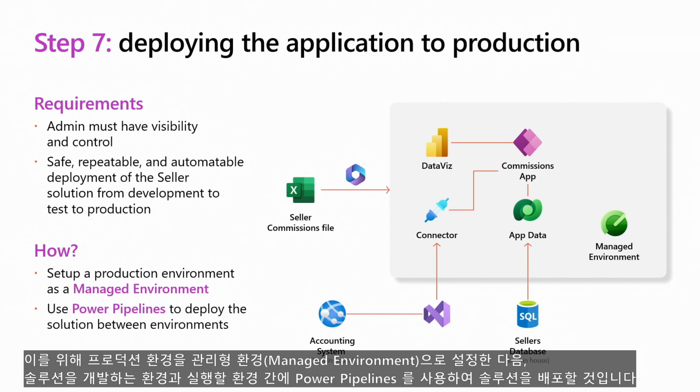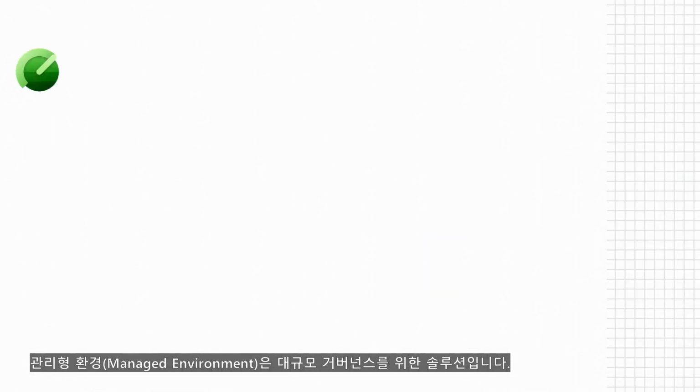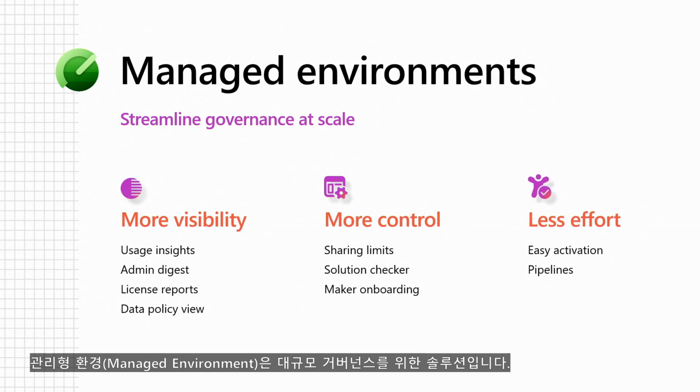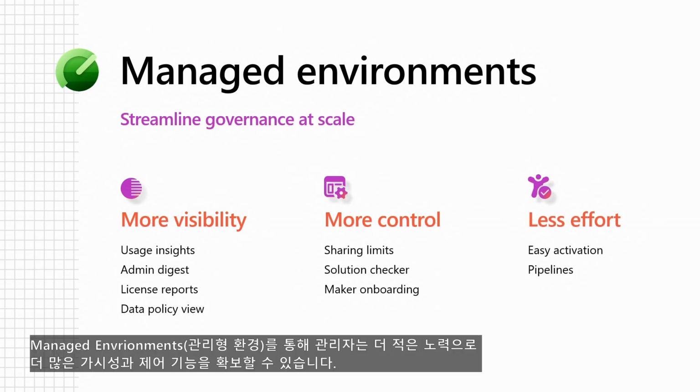To make this happen, we will set up a production environment as a managed environment. And then we will use Power Pipelines to deploy the solution between the environment where we developed and the one where we are going to run it. Managed environments are our solution for governance at scale. With managed environments, admins get more visibility and more control with less effort.